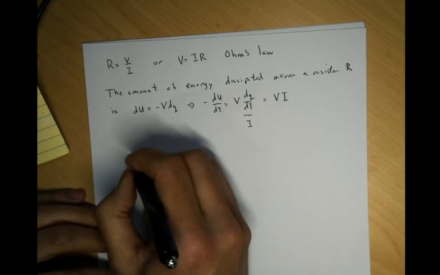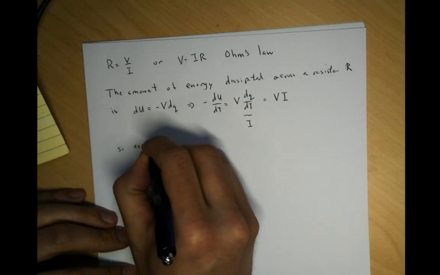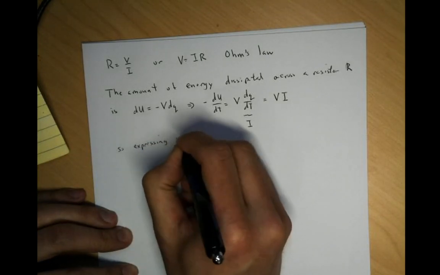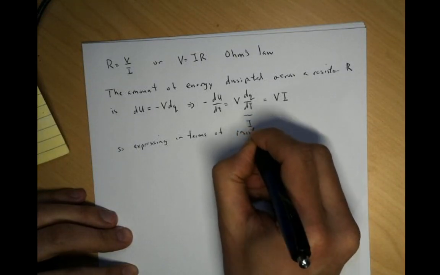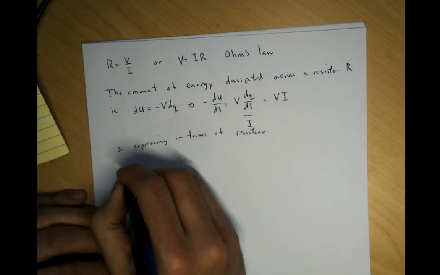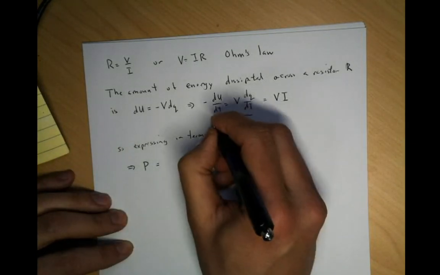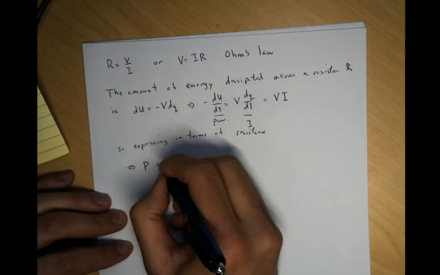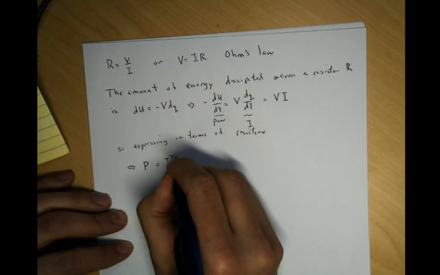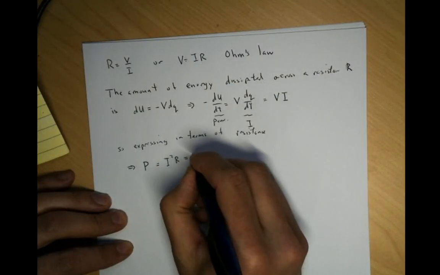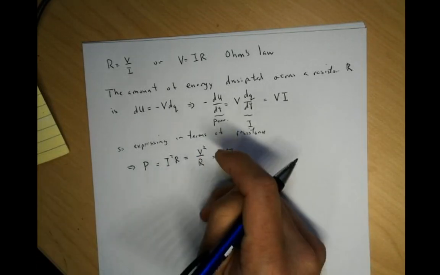So expressing in terms of resistance, this means that the power, this is essentially the power now, is equal to, using Ohm's law, either I squared times R, or V squared divided by R, or it's also equal to V times I.